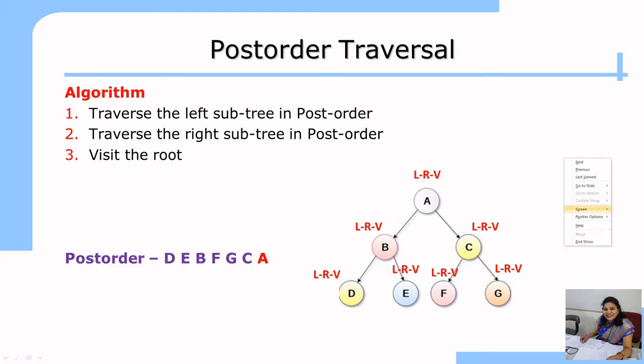So let us start with the root node. First step is what? Go to the left. So you go to the left side. Again, the first step is to go to the left side. So you again come over D. First step is go to the left side. There is nothing. Go to the right side. There is again nothing. Then visit the vertex. So at this step you print the D.